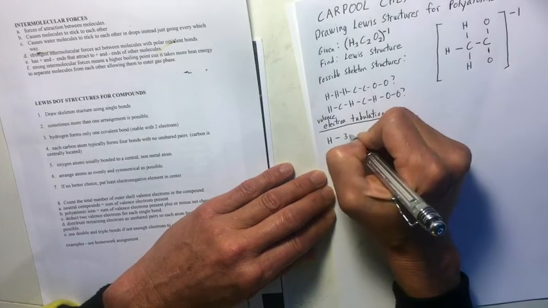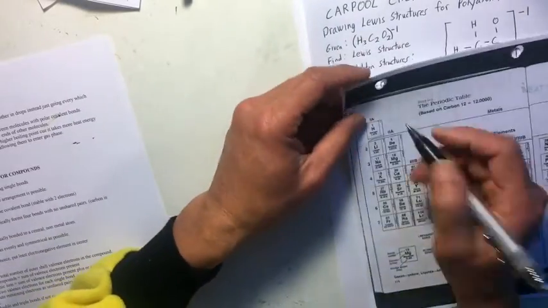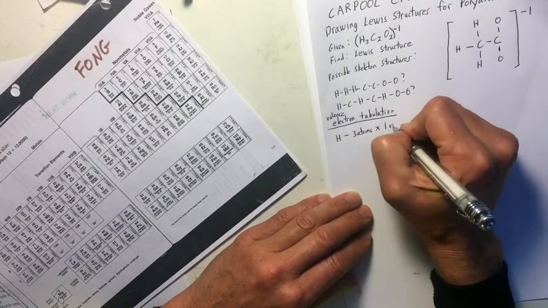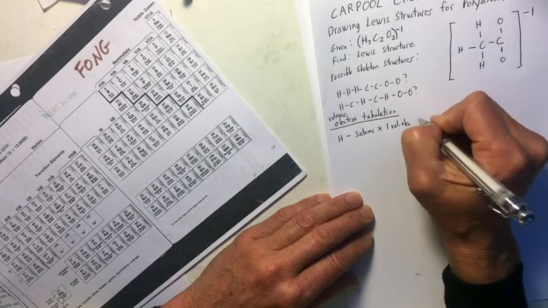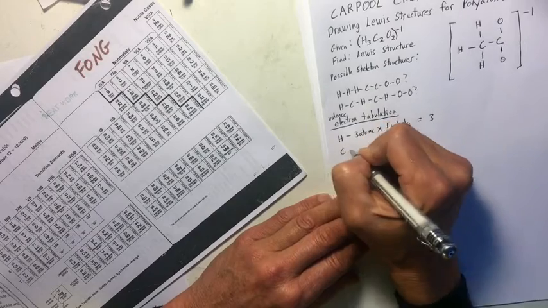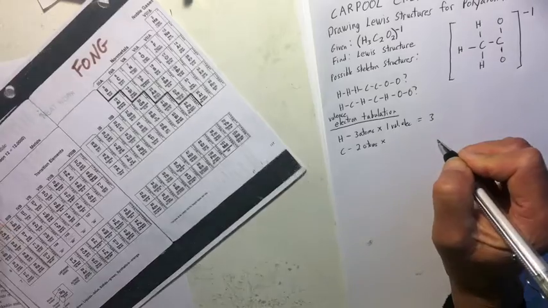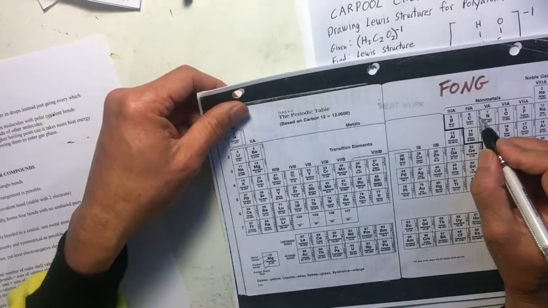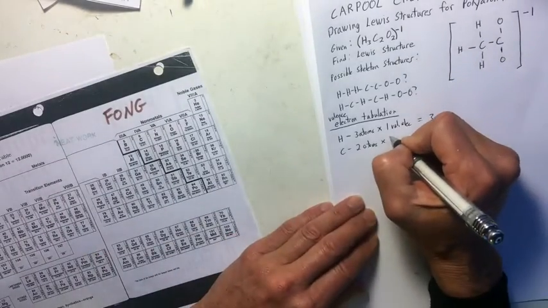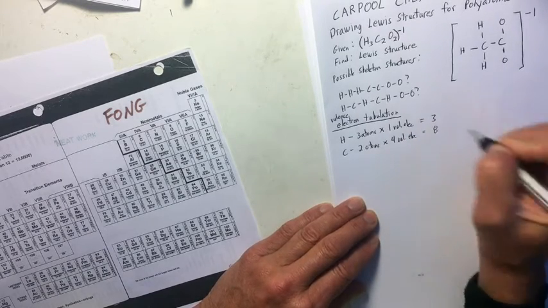Hydrogen, there are 3 atoms of hydrogen times, and from our periodic table here, we see that hydrogen has 1 electron in its outer energy level. 1 valence electron is equal to 3. Let's take a look at carbon. There's 2 atoms times, and carbon has 4 valence electrons. So 4 valence electrons is equal to 8.